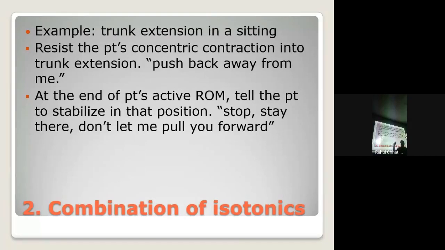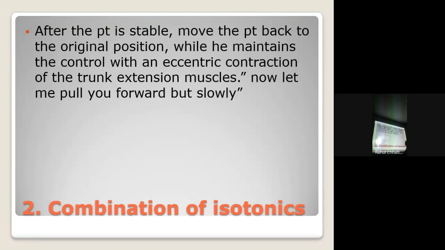The same example that we discussed, trunk extension in sitting: the therapist asks for concentric contraction into trunk extension, push back away from me. At the end of the patient's active range of motion, tell the patient to stabilize in that position: stop, stay there, don't let me pull you forward. And the third thing, after the patient is stable, move the patient back to the original position while he maintains control within an eccentric contraction of the trunk extension. That is by giving the command, let me pull you forward, but slowly. If you follow all these three commands, that is the combination of isotonics.